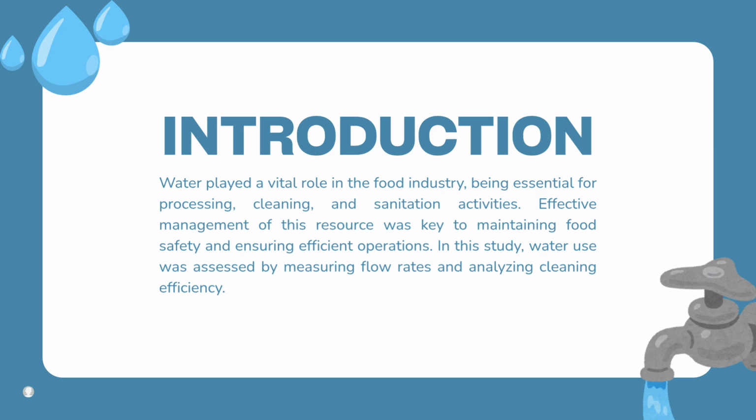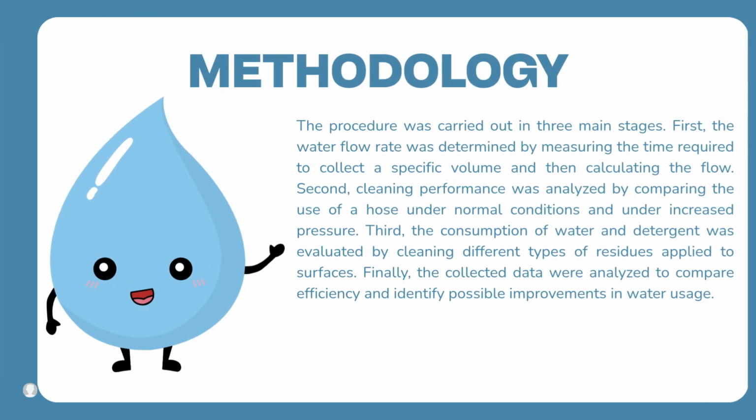First, we analyzed hand washing by measuring the flow rate and total water consumption during a typical 20 to 30 seconds wash. Then we evaluated the cleaning efficiency by comparing how effectively water removes the surface marking under normal flow versus increasing pressure. Through these examples, we aim to show how small changes in technique and conditions can significantly impact water efficiency. Now I will continue explaining the methodology.